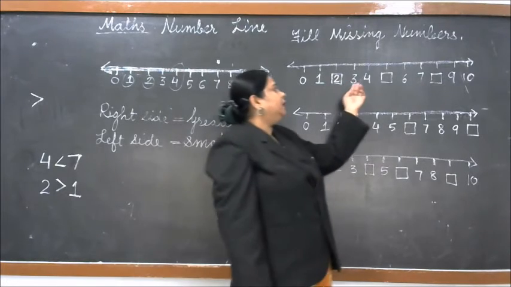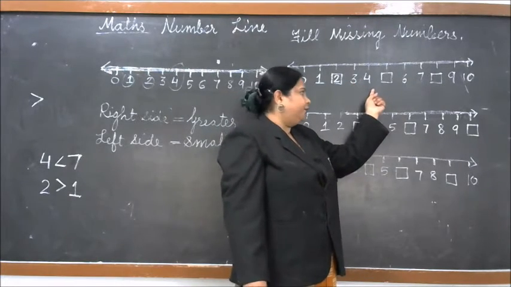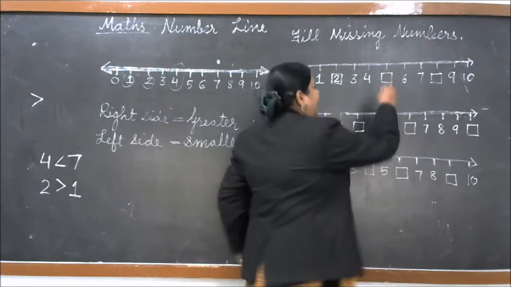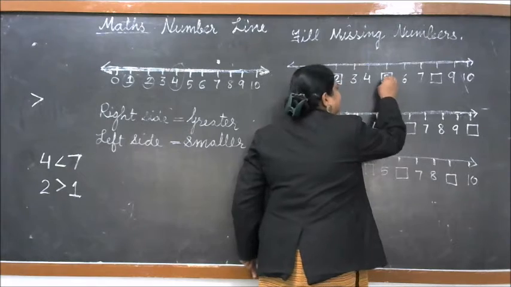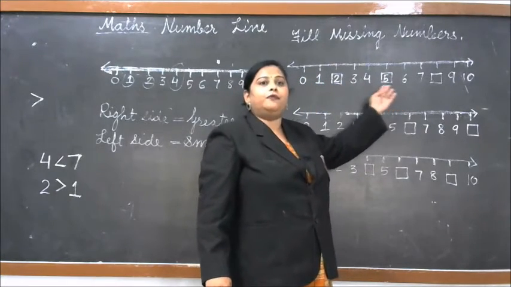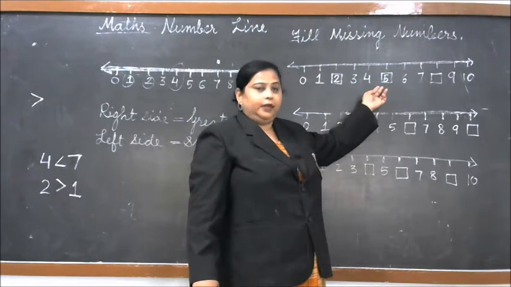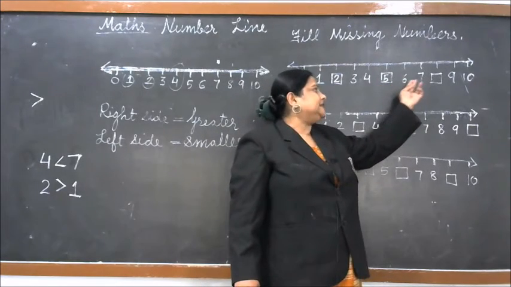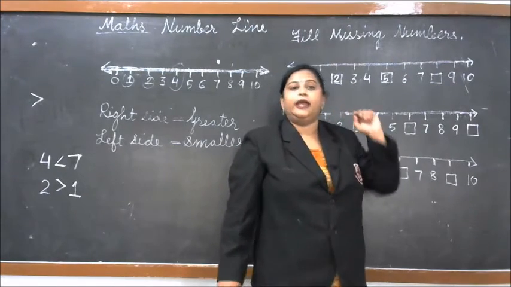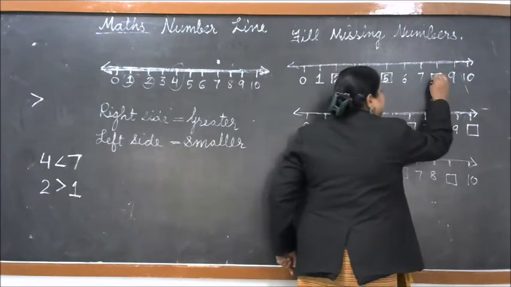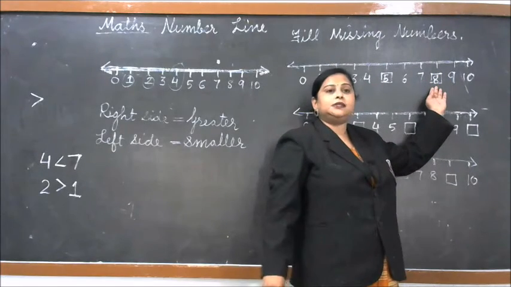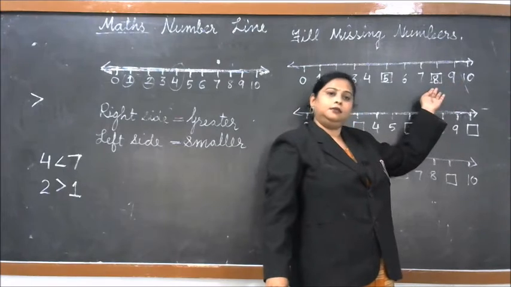Okay. Now, 3, 4. After 4, which number? 5. I have to write 5. That means after 4, 5 is coming, and before 6, 5 is coming. Okay. Now, 6, 7. After 7, what do I have to write? 8. Right? Here I write 8. That means after 7, which number comes? 8. And before 9? 8.